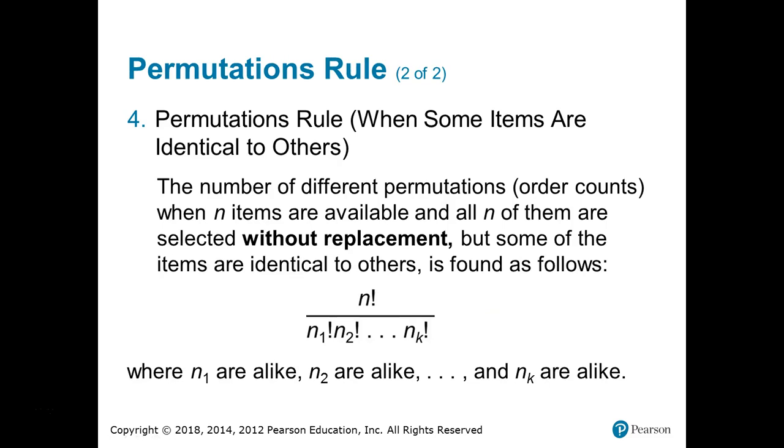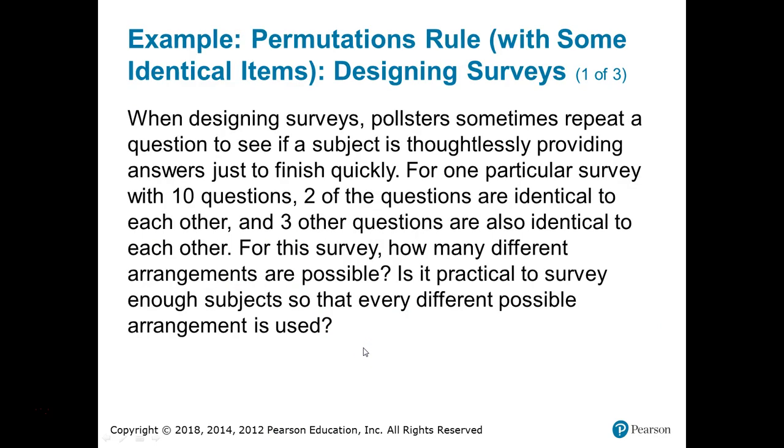Now we're going to talk about a different type of permutation. So we're saying the permutation rule when some items are identical to another item. So the number of different permutations when n items are available and all n of them are selected without replacement, but some of them are identical to others, is found by this equation, where n factorial is divided by n1 factorial times n2 factorial, and so on. So let's go to an example.